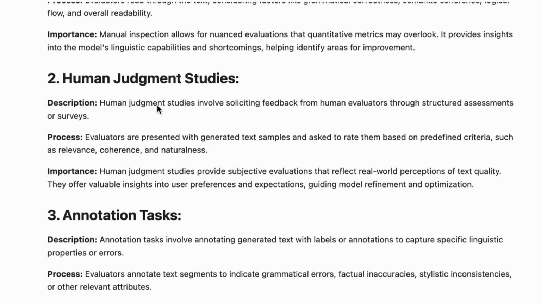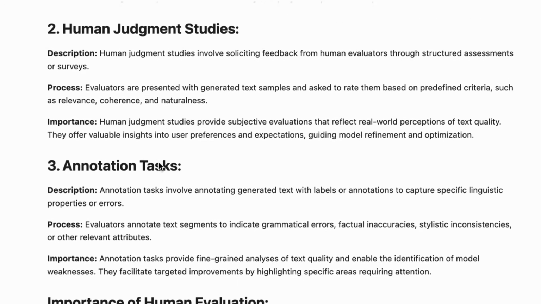Okay, then we talk about human judgment studies. It involves collecting feedback from human evaluators through structured assessments or surveys as well. So you can build your large language model, generate the responses, and build a survey for people all over the world or all over the country to see how correct your sentences are, and how much bias, inference or coherence there is in your text.